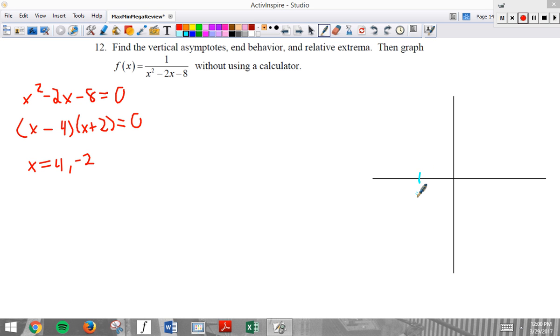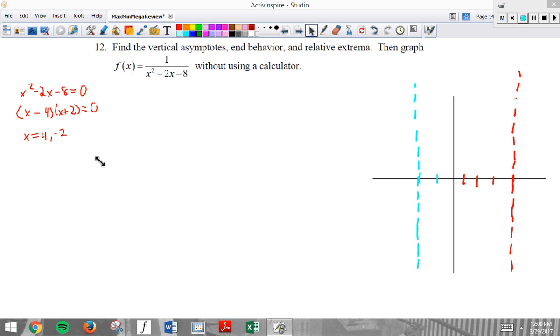So here's negative 2, something like that. And here's 1, 2, 3, 4. Okay. Those are my 2 vertical asymptotes, because those 2 would make the denominator equal to 0. Notice that we're saying f of 4 and f of negative 2 are undefined.